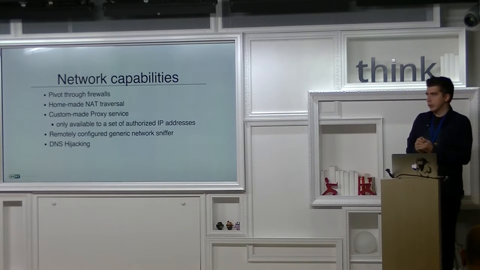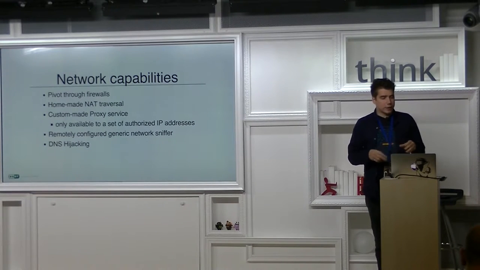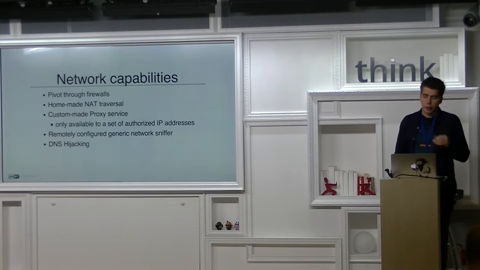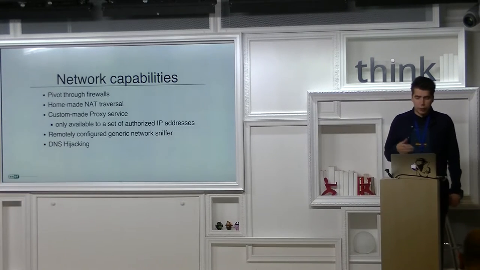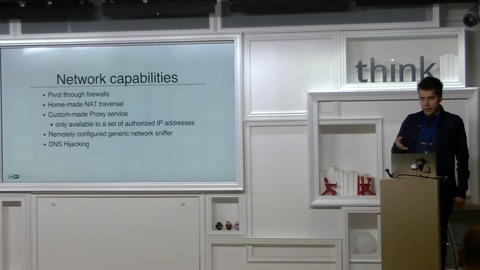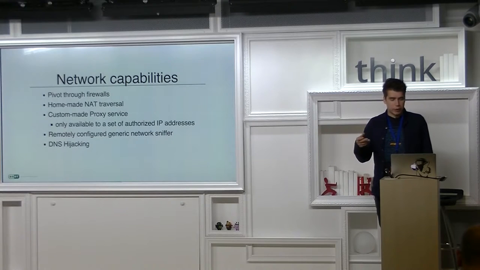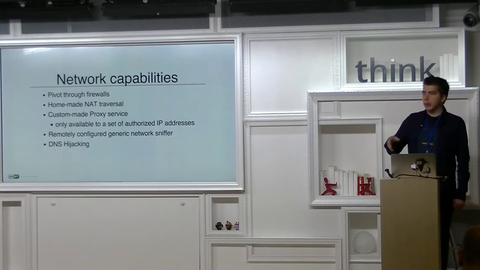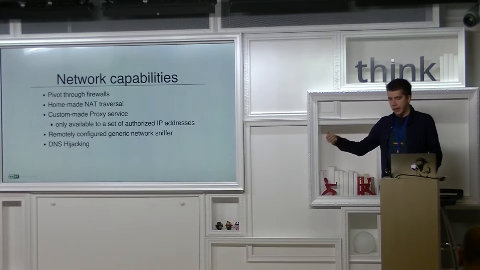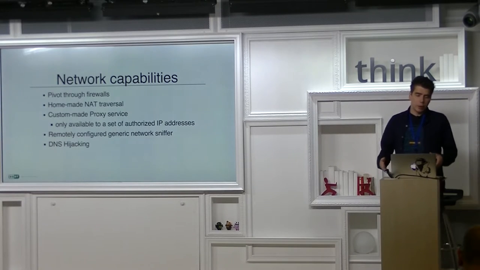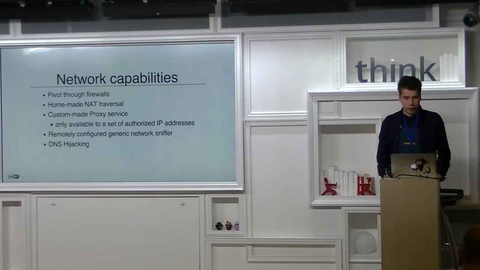There's also a custom-made proxy service. This is the main payload that is used by the criminals. The proxy service is only available to a set of authorized IP addresses, which are decided by the CNC. So there's no way to fingerprint it on the internet because of this list of authorized IPs. Any connection that is not in that list will simply get a closed port. And it listens on a specific port, 10,073. So if you scan the internet on this port and you see any firewall which does a close, it will have the same behavior as this proxy if you're not authorized. So there was no way for us to map the population of the botnet using that feature.